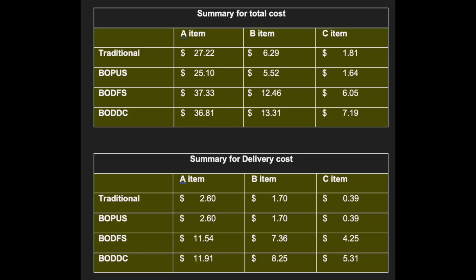For the summary for total cost, we see that the buy online, pick up in store option makes total cost the lowest amongst all of the methods. For the summary for delivery costs, we see that it's cheaper for both traditional and buy online, pick up in store compared to the other two.